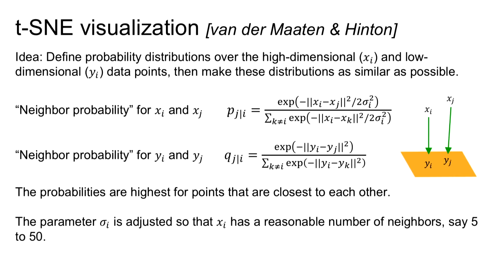So that's the probability of two things being neighbors. Neighbor means close together with some Gaussian distribution, normalized. And then below, we have exactly the same formula, except for the sigmas, except for the normalization constant here, for the y's. Probabilities are highest when points are close together.